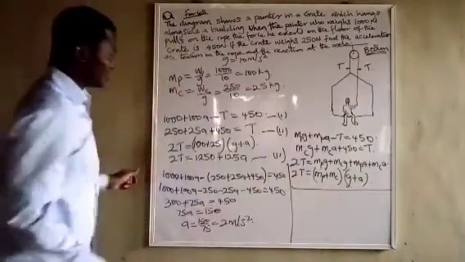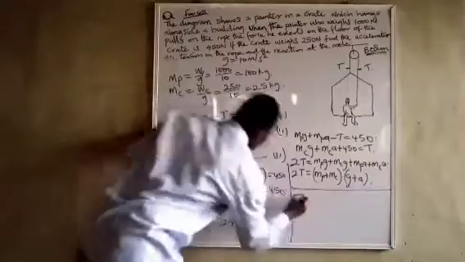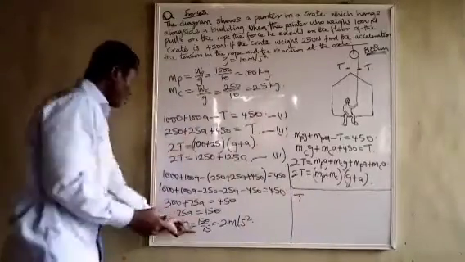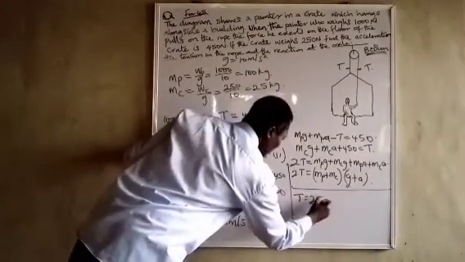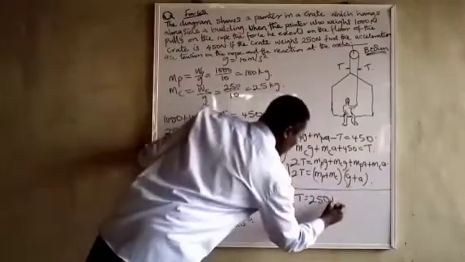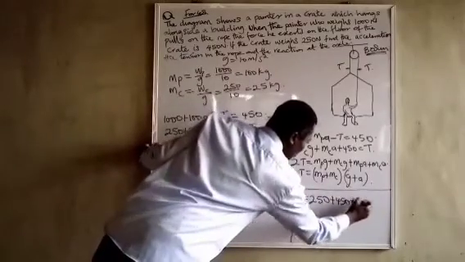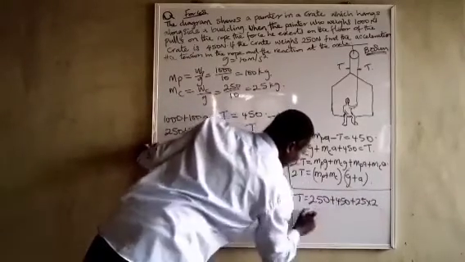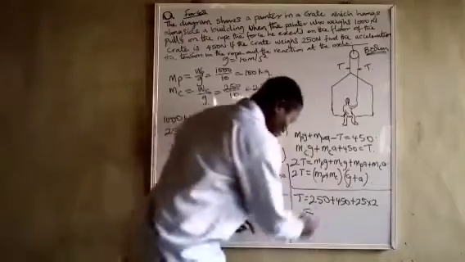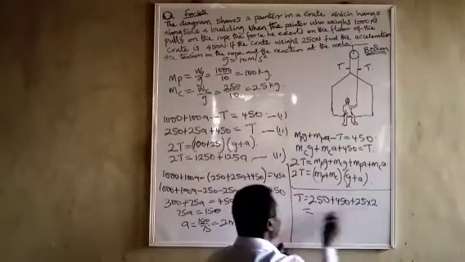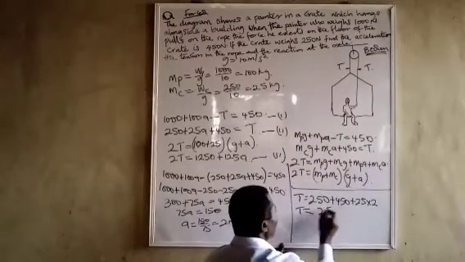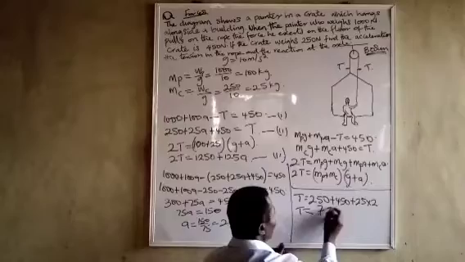Now let us find the tension T. We can find this straight from here, since we have gotten A. So T will be equal to 250 plus 450 plus 25 times 2. And what does that give me? 250 plus 450, that's 700. Plus 25 times 2. So T equals 750 newton.